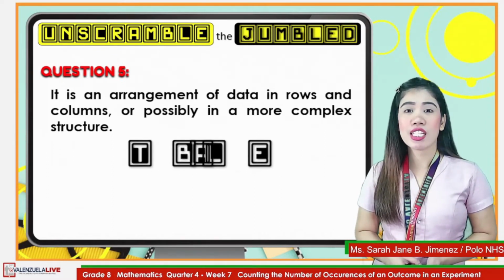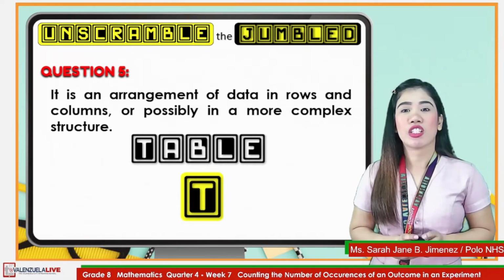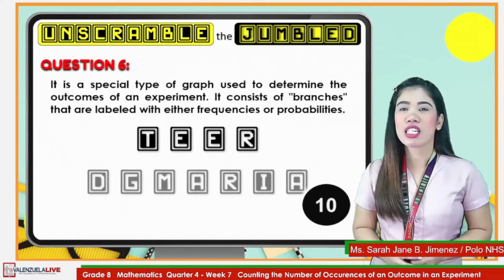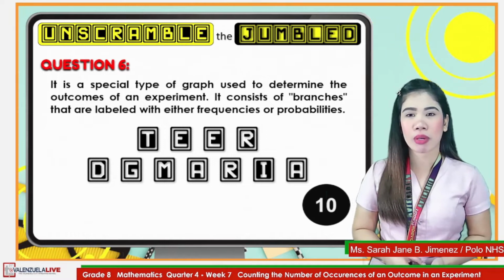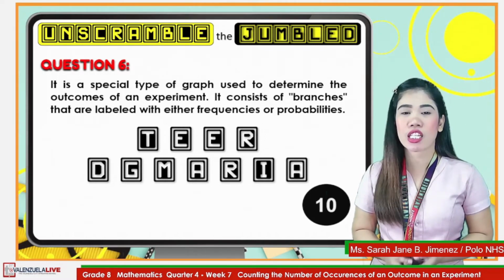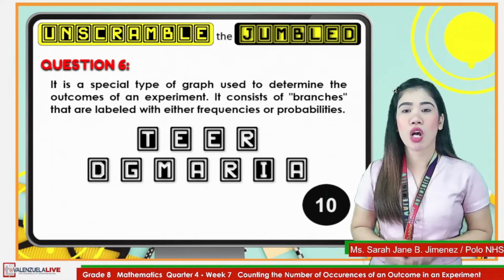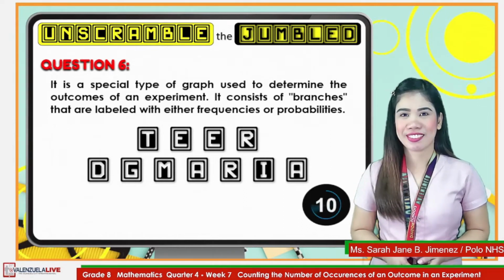The answer is table. Great! We now have letter T and 3 more letters to go. For question number 6, it is a special type of graph used to determine the outcomes of an experiment. It consists of branches that are labeled with either frequencies or probabilities. It is also composed of 2 words. Timer starts now.